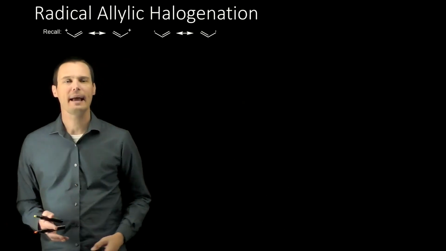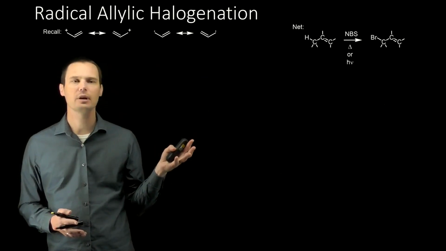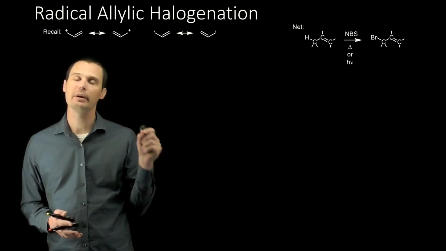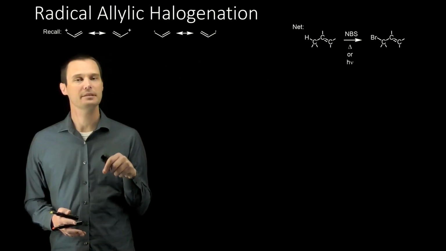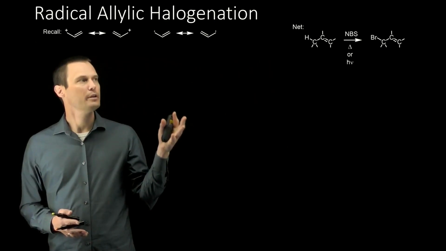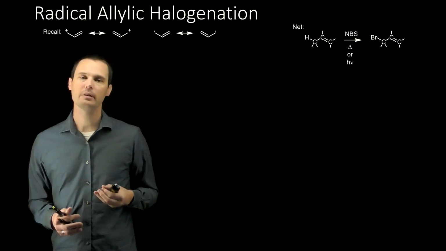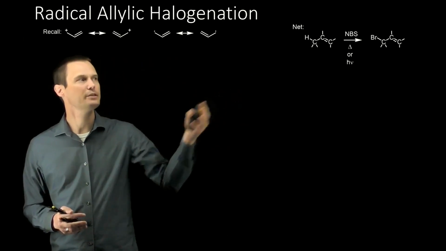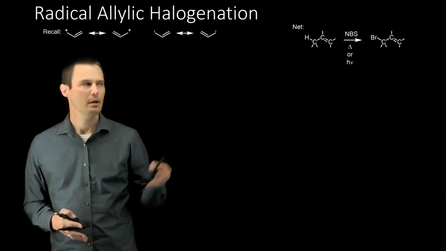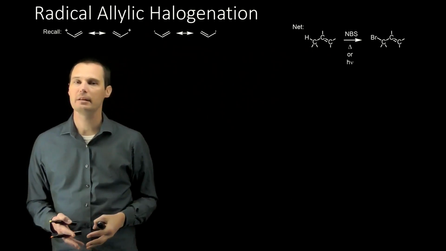The radical allylic halogenation reaction is a reaction of an alkene. Specifically, though, it's the sp3 hybridized carbon next to the alkene. That carbon next to an alkene has a name. We call that carbon the allylic carbon. The allylic carbon is the name we give a carbon next to an alkene. The hydrogen on that carbon then is the allylic hydrogen.